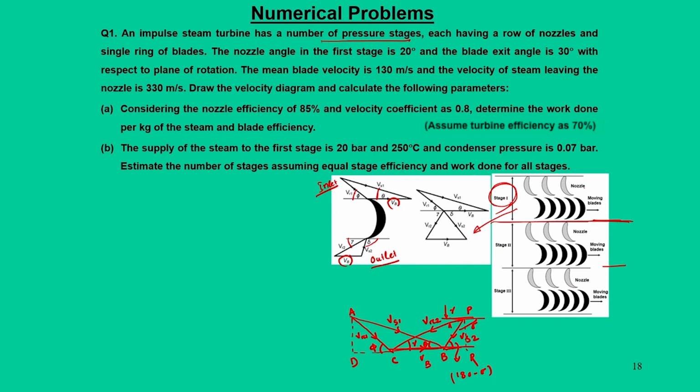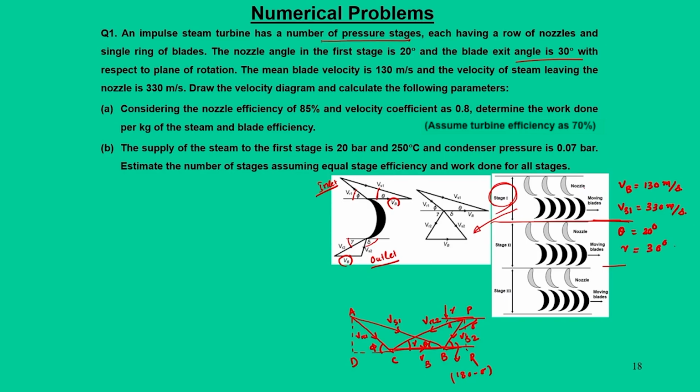But what data has been given is that we have the mean blade velocity Vb, which is 130 meter per second, and the velocity of the steam entering the nozzle, Vs1, 330 meter per second. The nozzle angle in the first stage, theta, is 20 degree. The blade exit angle is 30 degree, that means this is nothing but your gamma, because when the fluid exits, it exits with that relative velocity. So at the exit state it is Vr2, and gamma is 30 degree.